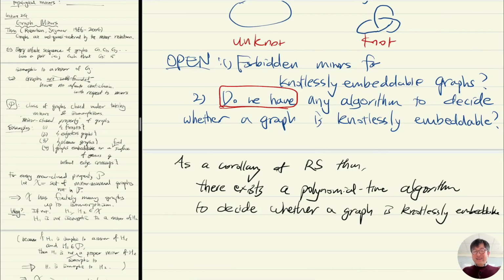So it's an interesting distinction between there exists something or we have something. The Robertson-Seymour theorem is one strange case where there exists a polynomial time algorithm to decide something, but we don't have such an algorithm because we don't know the list of forbidden minors. All right, so that's it.